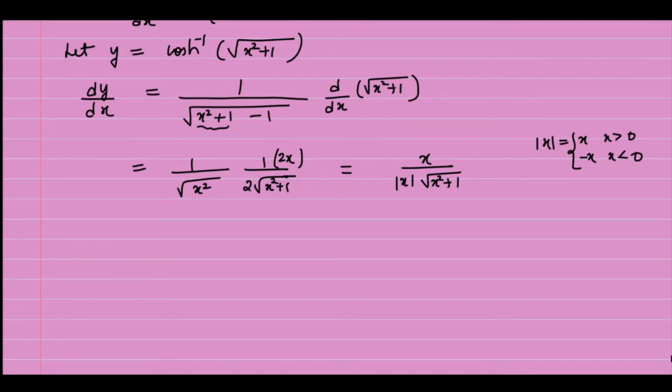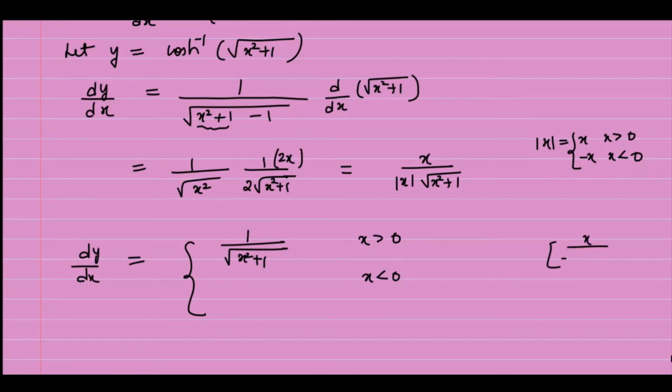So we got dy by dx. As it takes two values, if mod x equals x, you will get x by x, so it will get cancelled. So it is 1 by square root of x square plus 1 if x is positive. If x is negative, mod x takes the value minus x. So in this case, we have x by minus x by square root of x square plus 1. Again, x will get cancelled, so there will be a minus sign. So minus 1 by root of x square plus 1. So this is the required derivative of the given function.